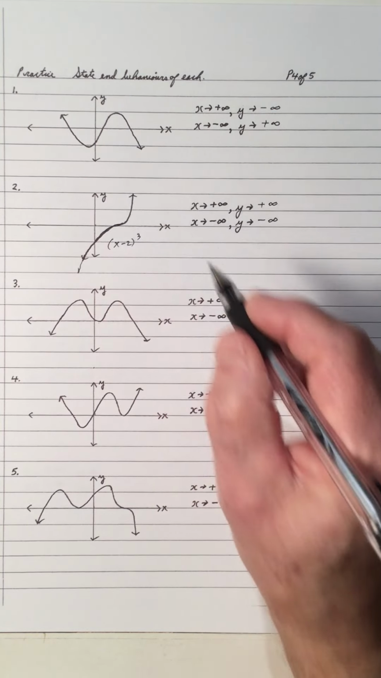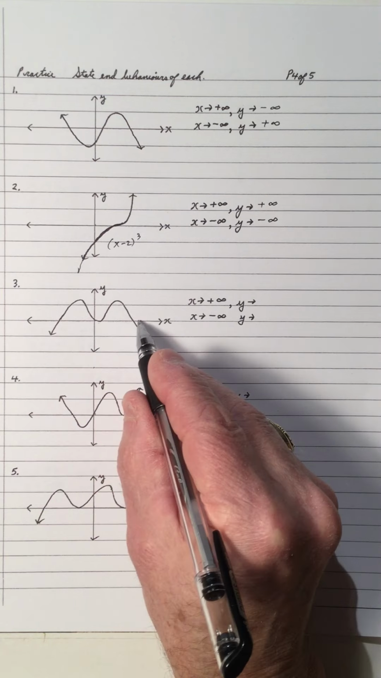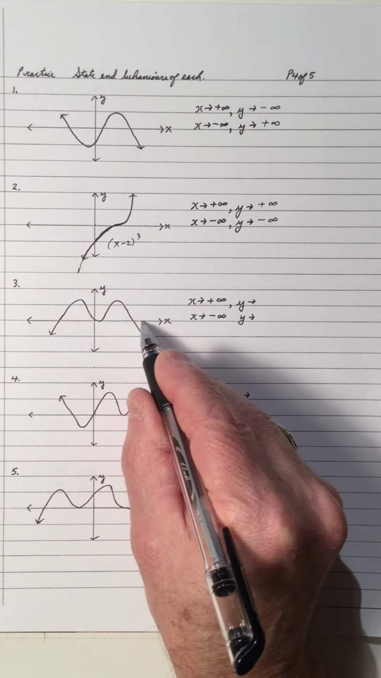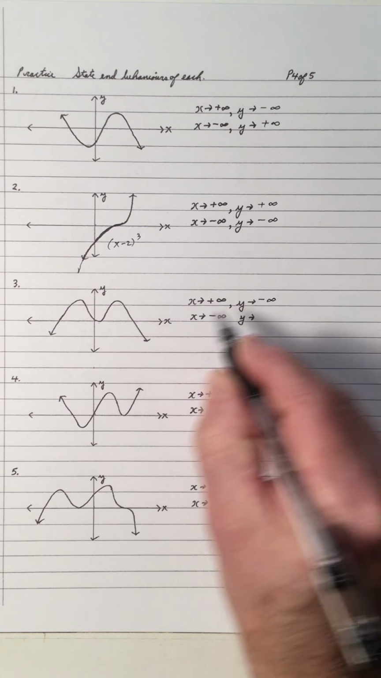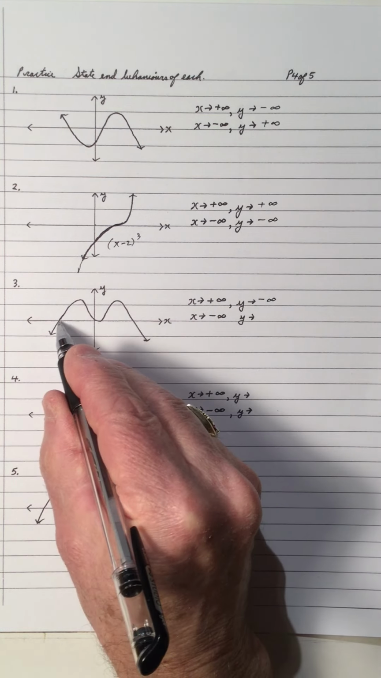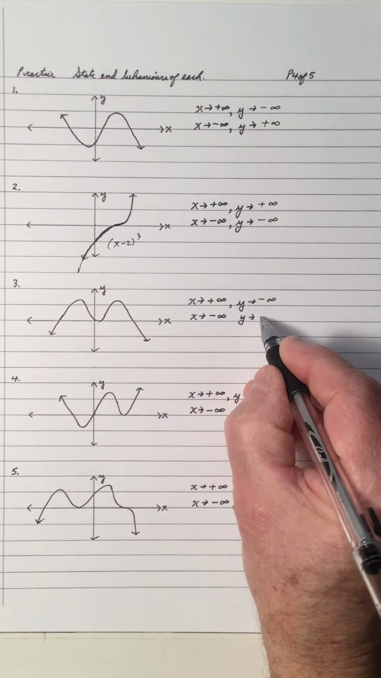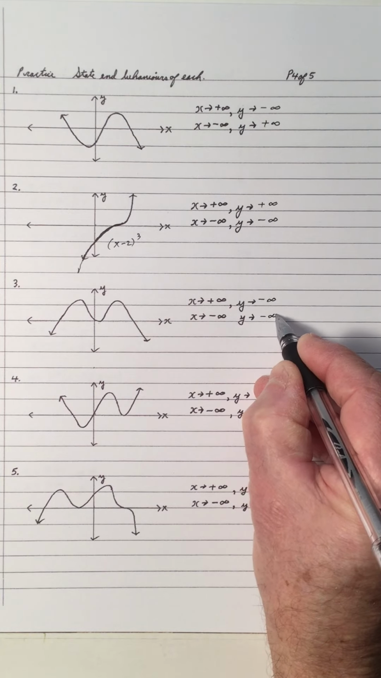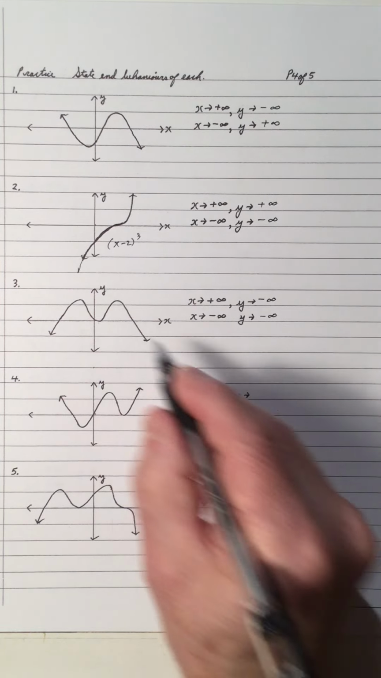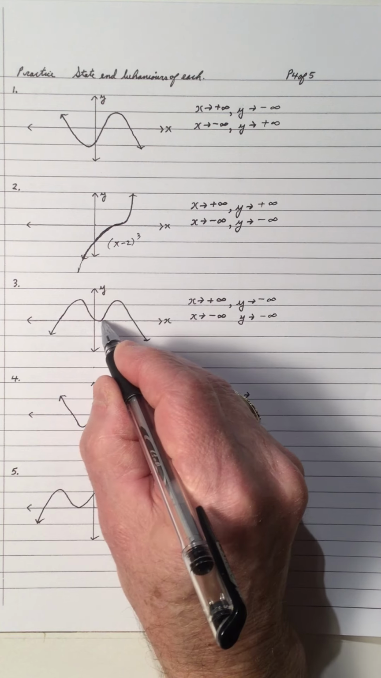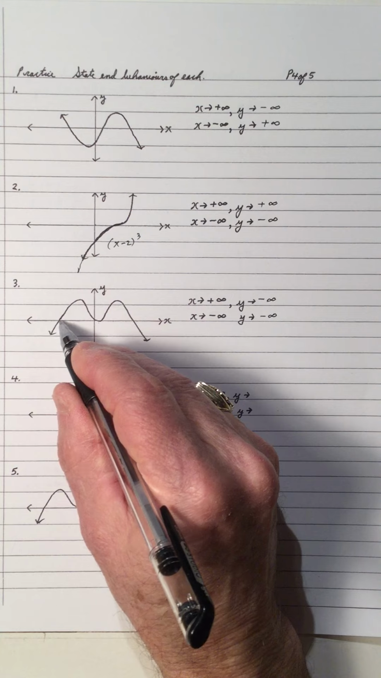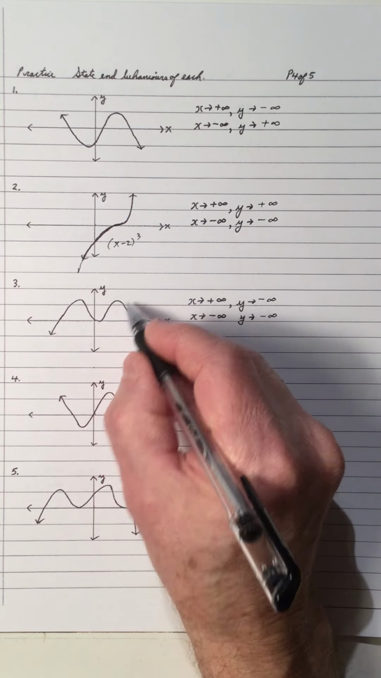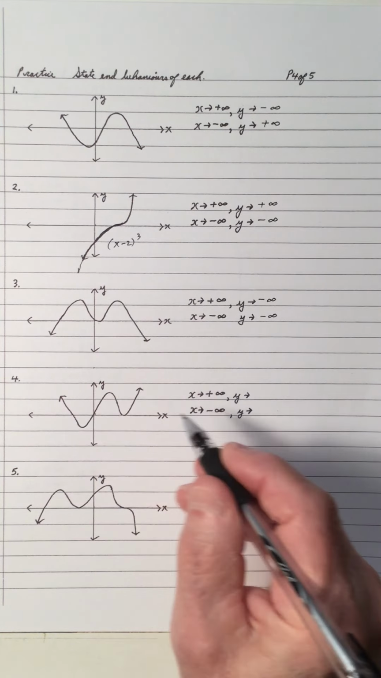This is a sideways S. And this one, as x goes to positive infinity, y is going down, so it's negative infinity. As x goes to negative infinity, this is going down, so it's negative infinity. And again, this is a single, tangent here, double, and a single. So that's a quartic. This graph is a quartic.